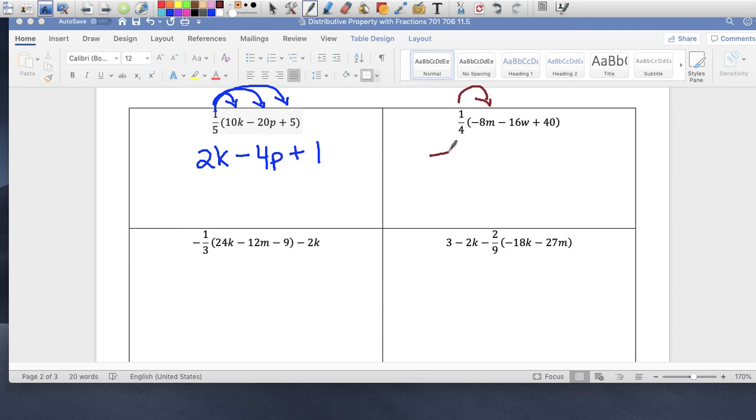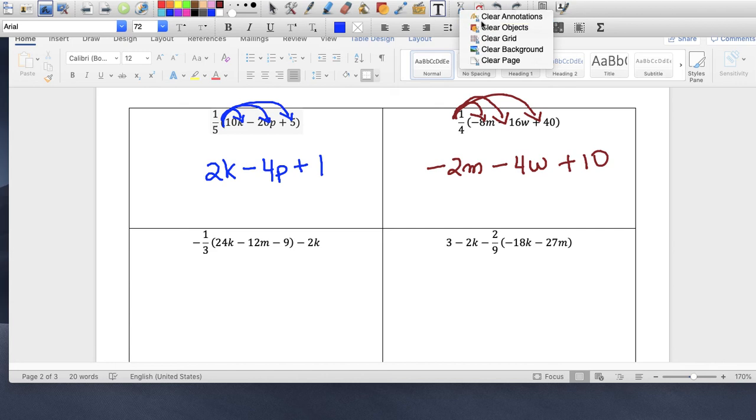Positive times a negative is a negative. 1/4 of 8 is 2m. Positive times a negative is a negative, and 1/4 of 16 is 4w. And positive times a positive is going to be positive, sorry, and that's going to be 10. And again, nothing to combine, they're all three different.